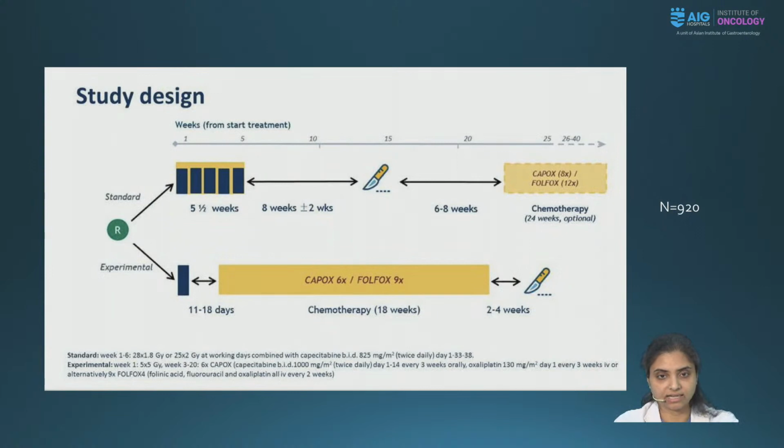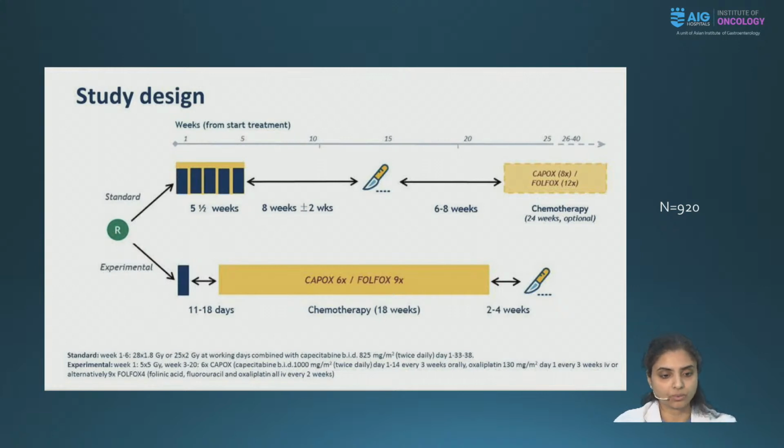Now let's look at the study design of this trial. This is a two-arm study with equally distributed patients in both the arms. The standard of care arm is 5.5 weeks of radiation, following which, after 8 weeks, the patient undergoes surgery, after which, depending on which institute you are and depending on your institutional protocol, you either go for adjuvant chemotherapy.